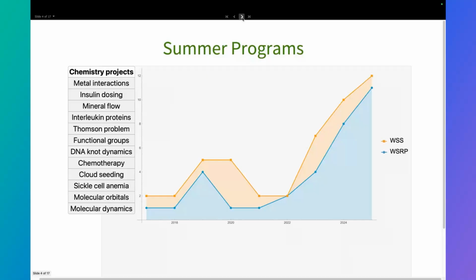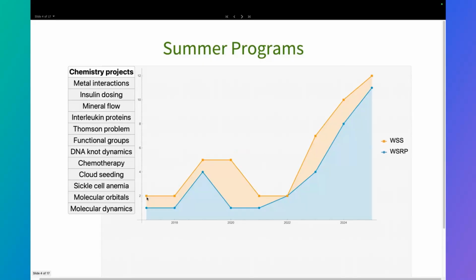So after going to the ACS meetings and different presentation venues, we were involved with the summer programs. You may not be aware of it, but we have two programs during the summer, the WSS, which is our adult program for anyone that's 18 years and older, and our WSRP for those that are 18 or younger than 18. And these programs have been going on for quite some time.